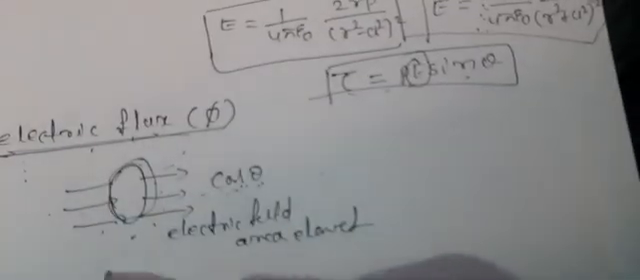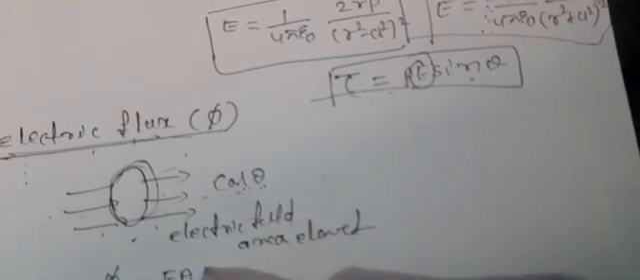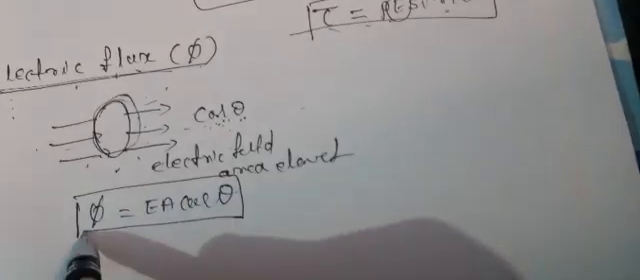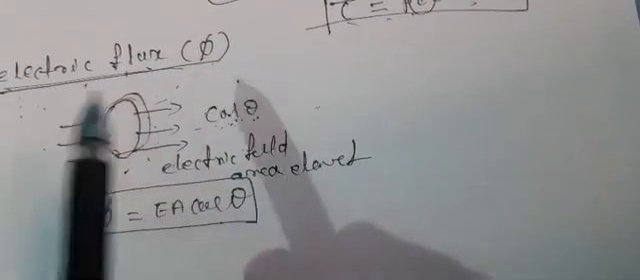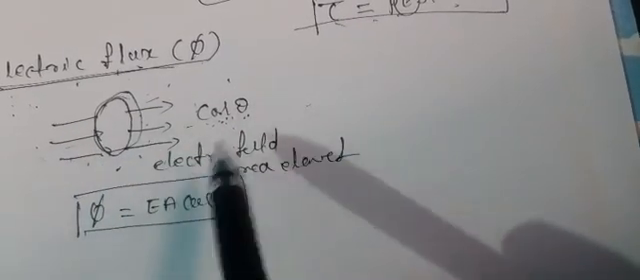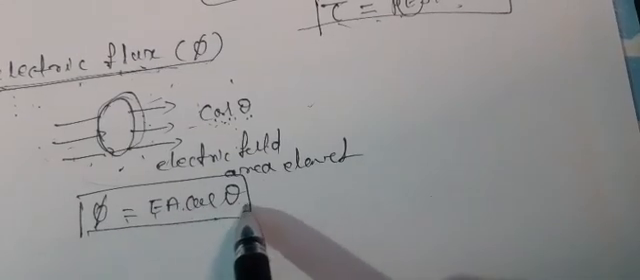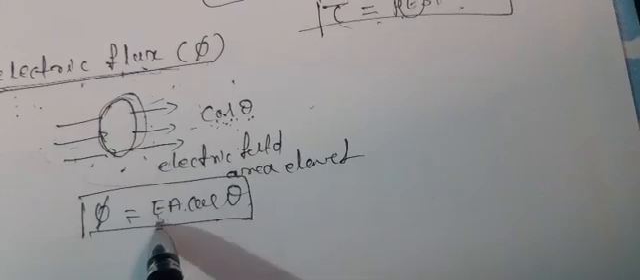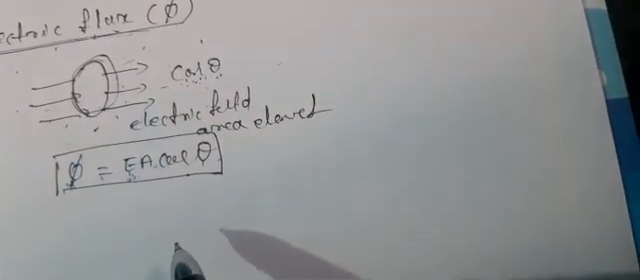That is the equation of electric flux: the electric field is E, the surface area is capital A, and the direction of the electric field lines is cos theta. Now, what is the meaning of electric flux? It is the product of the component of the electric field along the normal of the surface area. The equation is phi equals E into A cos theta, where E is the electric field, A is the area of the surface, phi is the electric flux, and theta is the angle between the directions of E and A, the area and the electric field.